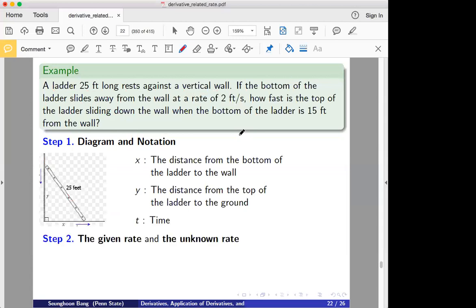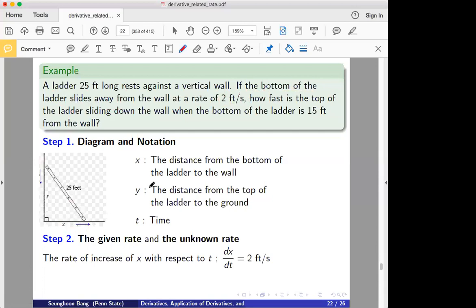Step 2. You can find the given rate and the unknown rate. What's the given rate? The given rate is dx/dt. Exactly. The bottom of the ladder slides away. What does it mean? The rate of increase of x with respect to time t. So we can write dx/dt equals 2 feet per second.